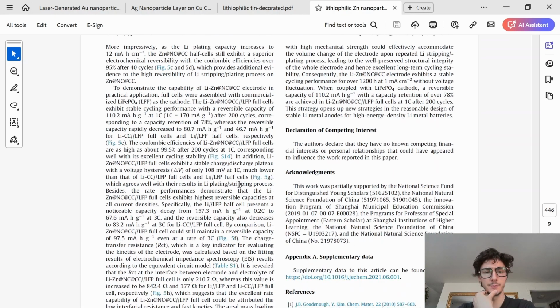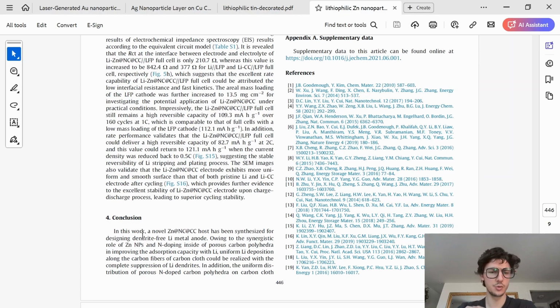Okay, we're going to zoom through. We're going to read the conclusion. In this work, a novel zinc at NC at carbon cloth host has been synthesized for designing dendrite-free lithium metal anode. Owing to the synergistic role of zinc nanoparticles and N-doping inside the porous carbon polyhedrine, improving the absorption capacity of lithium, uniform lithium deposition along the carbon fibers of carbon cloth could be realized with the complete suppression of lithium dendrites.